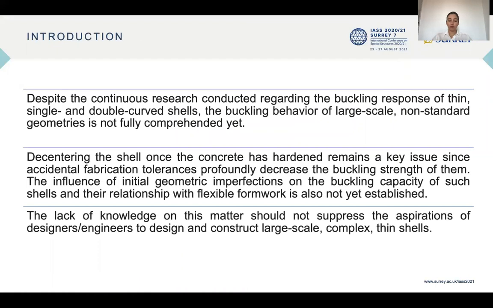The buckling response of double-curved thin concrete shells has been the epicenter of many studies over the years. Despite the continuous research conducted regarding the buckling response of thin concrete shells, the influence of initial geometric imperfections on the buckling capacity of such shells and their relationship with flexible formwork is not yet established.